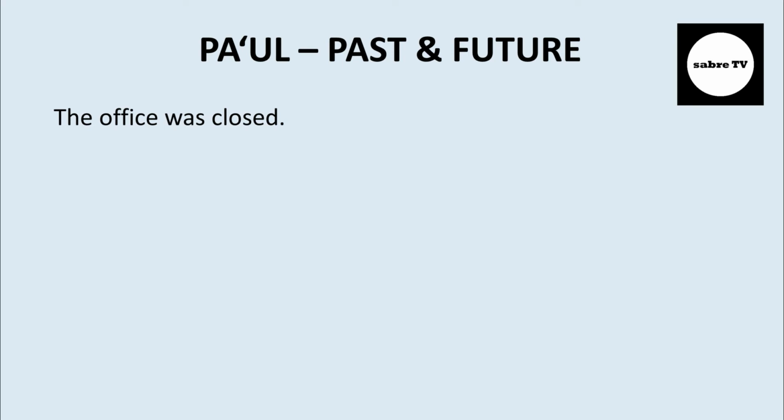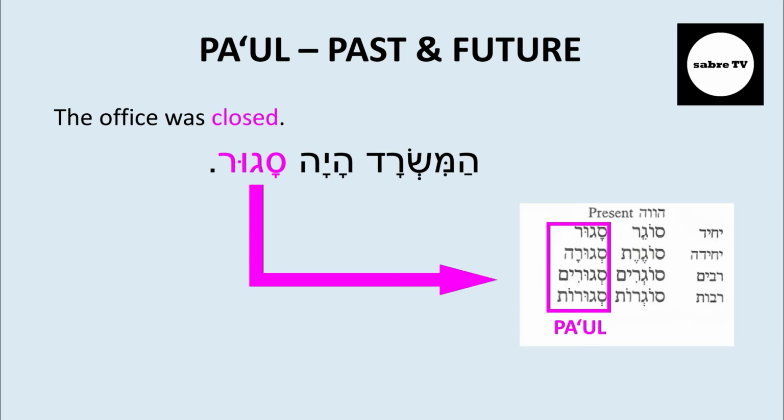So the office was closed. We start with what we know. The office, המשרד. Was, היה. Closed, we already know, סגור. And here's your sentence. The office was closed. המשרד היה סגור. And this is the one that you take here from this overview, present tense, Paul, because Paul is not mentioned anywhere else. And then you add the past tense from להיות, and this is how you make it.